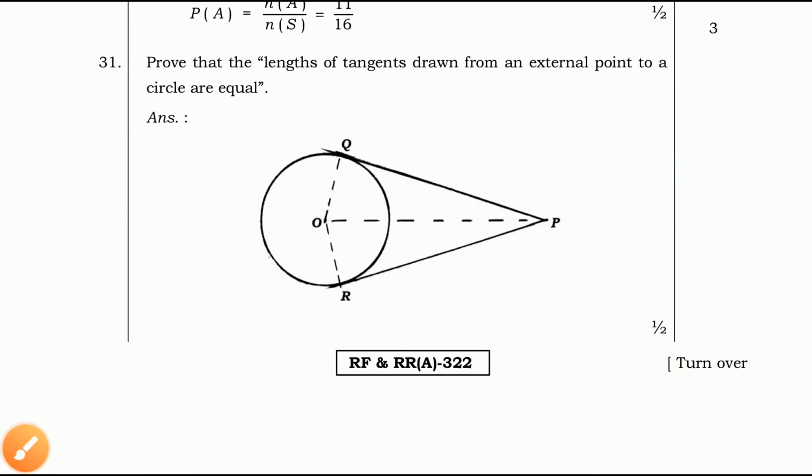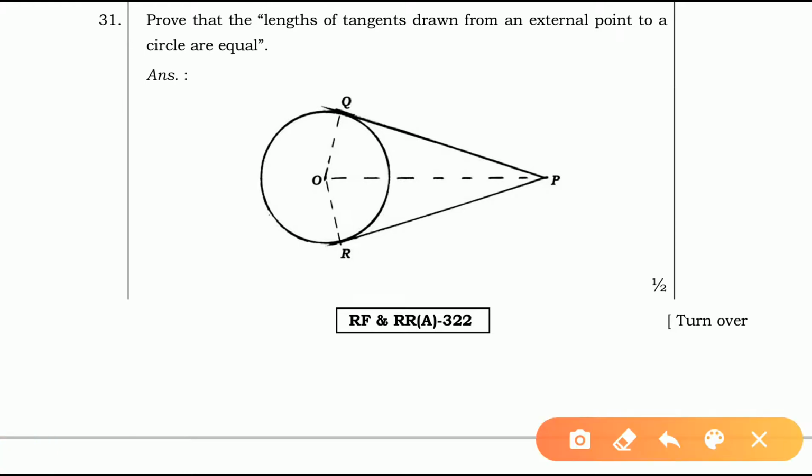Next, question number 31. This is a standard proof. Lengths of tangents drawn from an external point to a circle are equal.